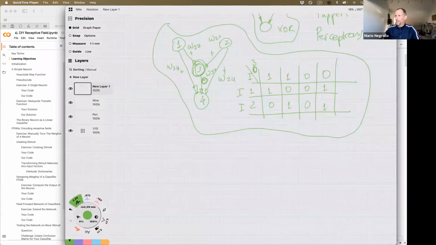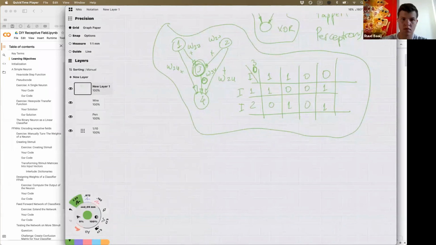Mace, you can also turn it around and make the middle node a NOR. Yeah, there are many ways you can solve the XOR problem, just as long as you get one intermediate neuron. So yes, Mace.